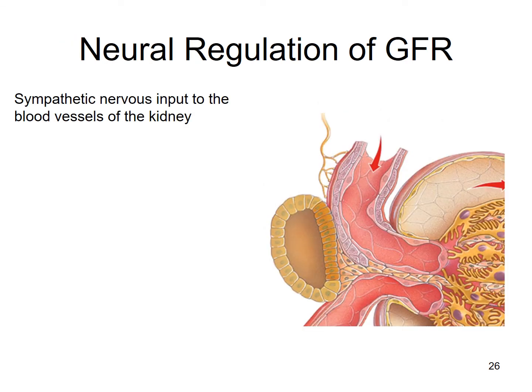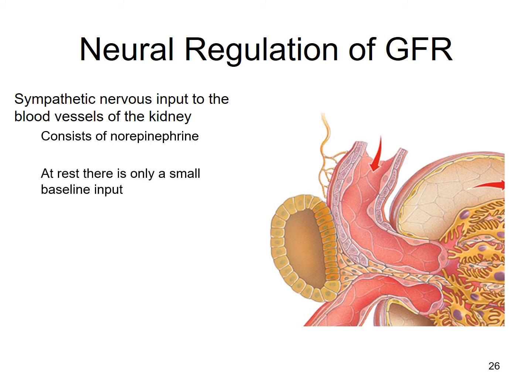The third thing is going to be sympathetic nervous input to the blood vessels of the kidney. So this sympathetic input is basically norepinephrine. At rest, there's only a small input of norepinephrine. So basically the local mechanisms, meaning the myogenic mechanism and the tubuloglomerular feedback, which we've just looked at, the renal autoregulation under normal circumstances predominates and is responsible for regulating glomerular filtration rate.